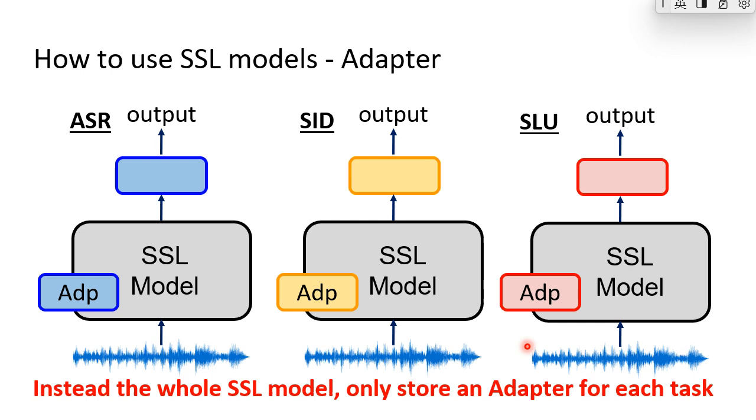If we use adapters, then for all the different tasks, you only have to store the parameters in an adapter for each task. So you do not have to store the whole self-supervised model for a task. For each task, you only have to store an adapter. So this can minimize the memory you need if you want to solve a wide range of different tasks.